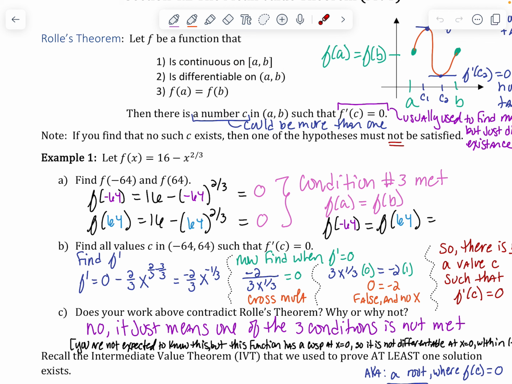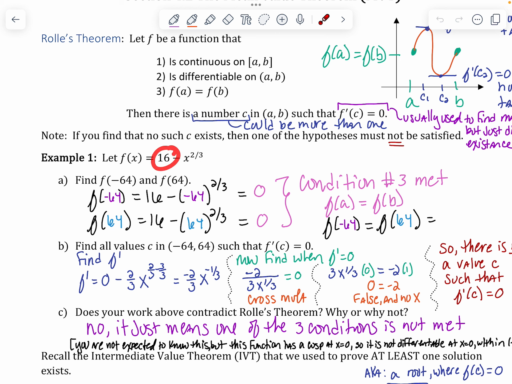But let's just go ahead and look at what part B asks. Find all values C, remember there could be 1 to 1,000,000 or more, such that the derivative at that C value equals 0. Well, that's going to be true by Rolle's theorem if all conditions are met. So let's start by finding that derivative.